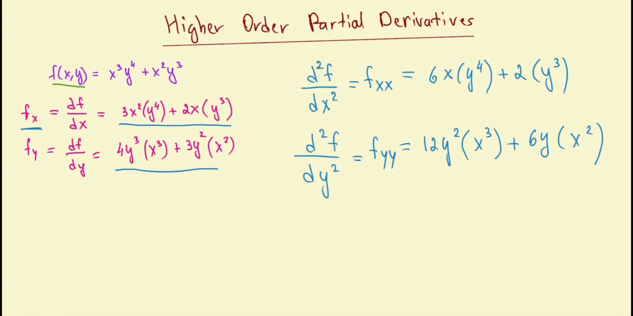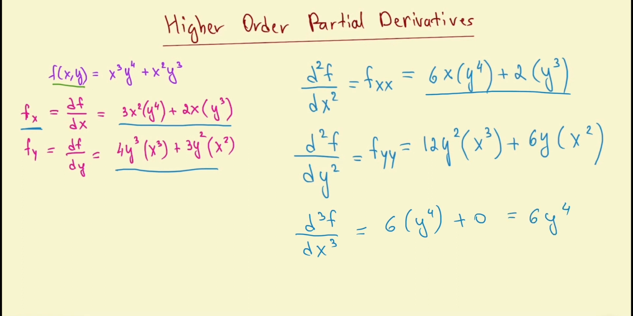Now keep in mind that we can derive this function with respect to x or y as much as we want. So we could derive the function 3 times with respect to x. So in this case, deriving this function one more time with respect to x, we're going to get 6 times y to the fourth, which is going to be the constant, plus 0. So we're going to get 6y to the fourth power.